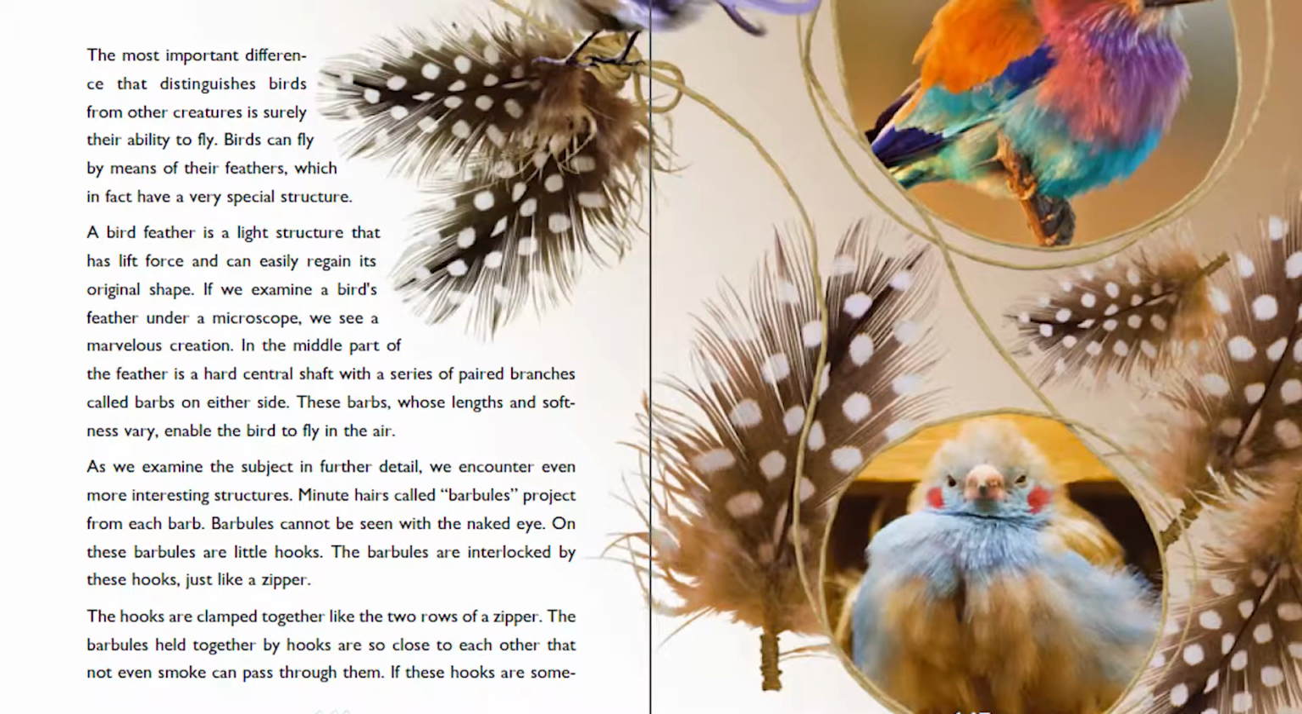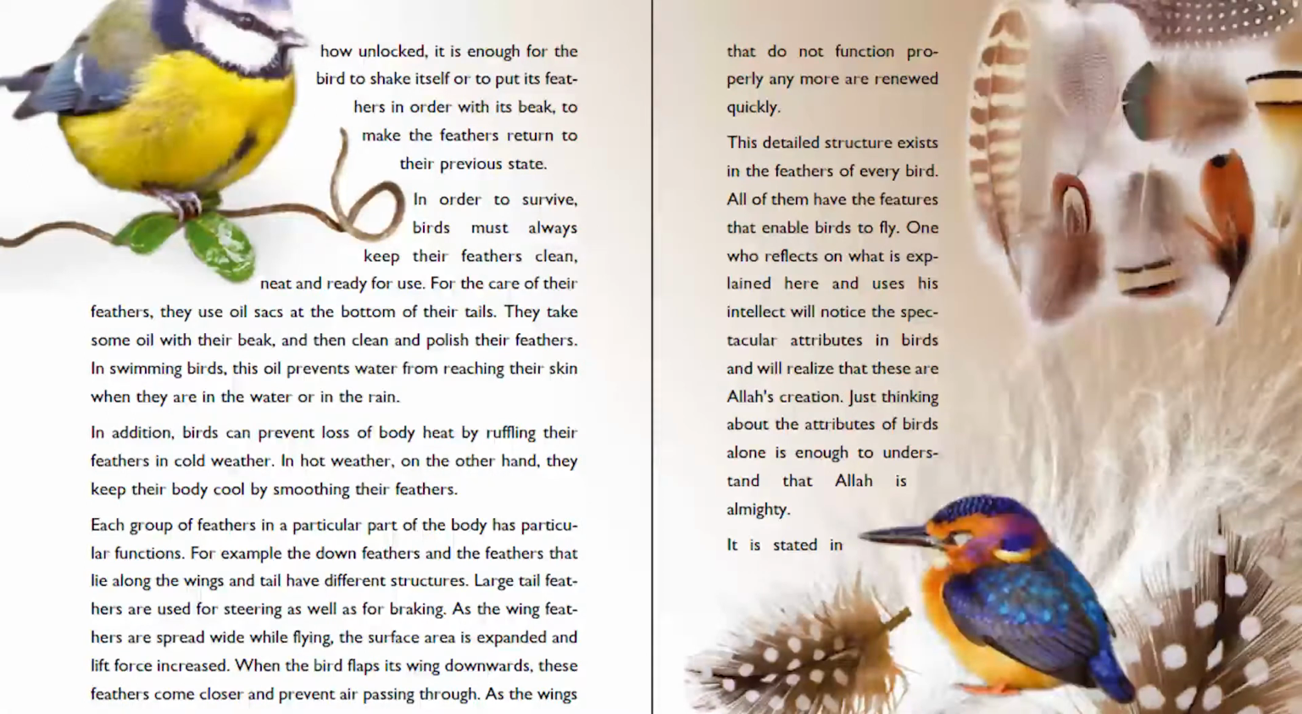The barbules held together by hooks are so close to each other that not even smoke can pass through them. If these hooks are somehow unlocked, it is enough for the bird to shake itself or to put its feathers in order with its beak, to make the feathers return to their previous state.